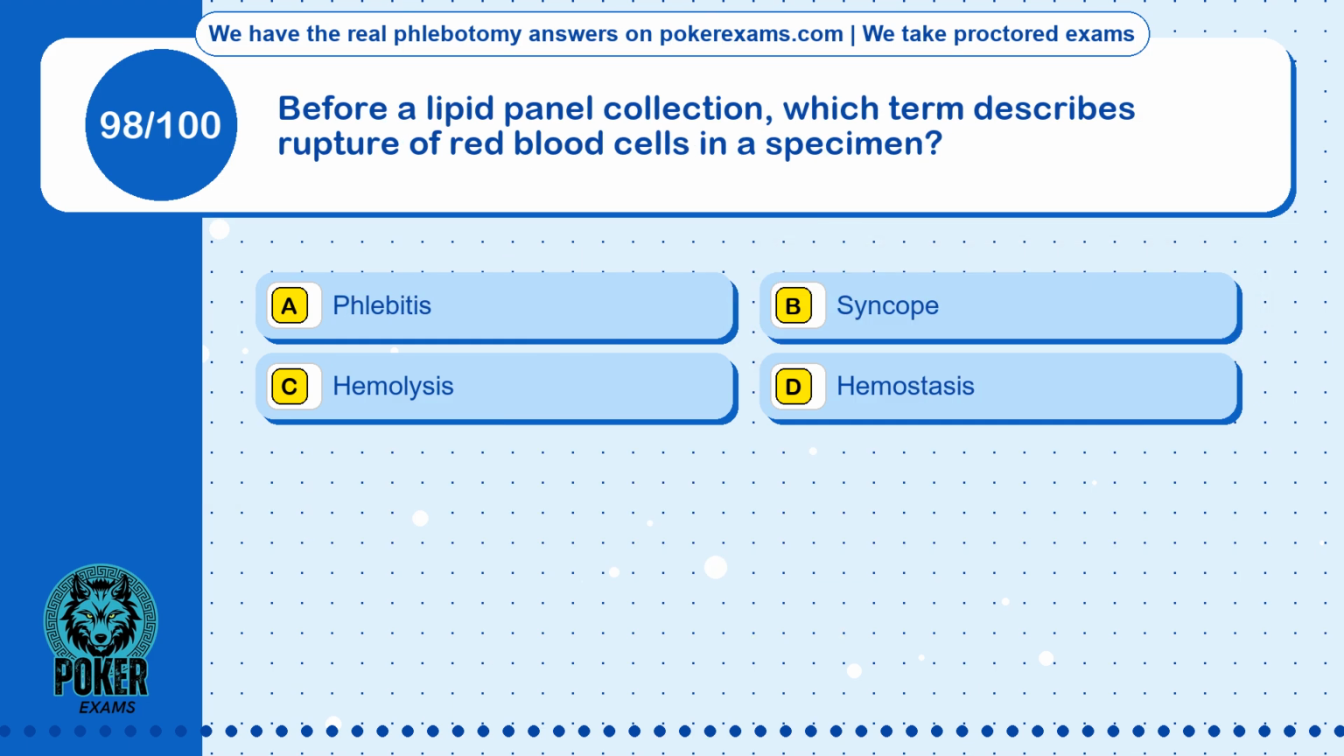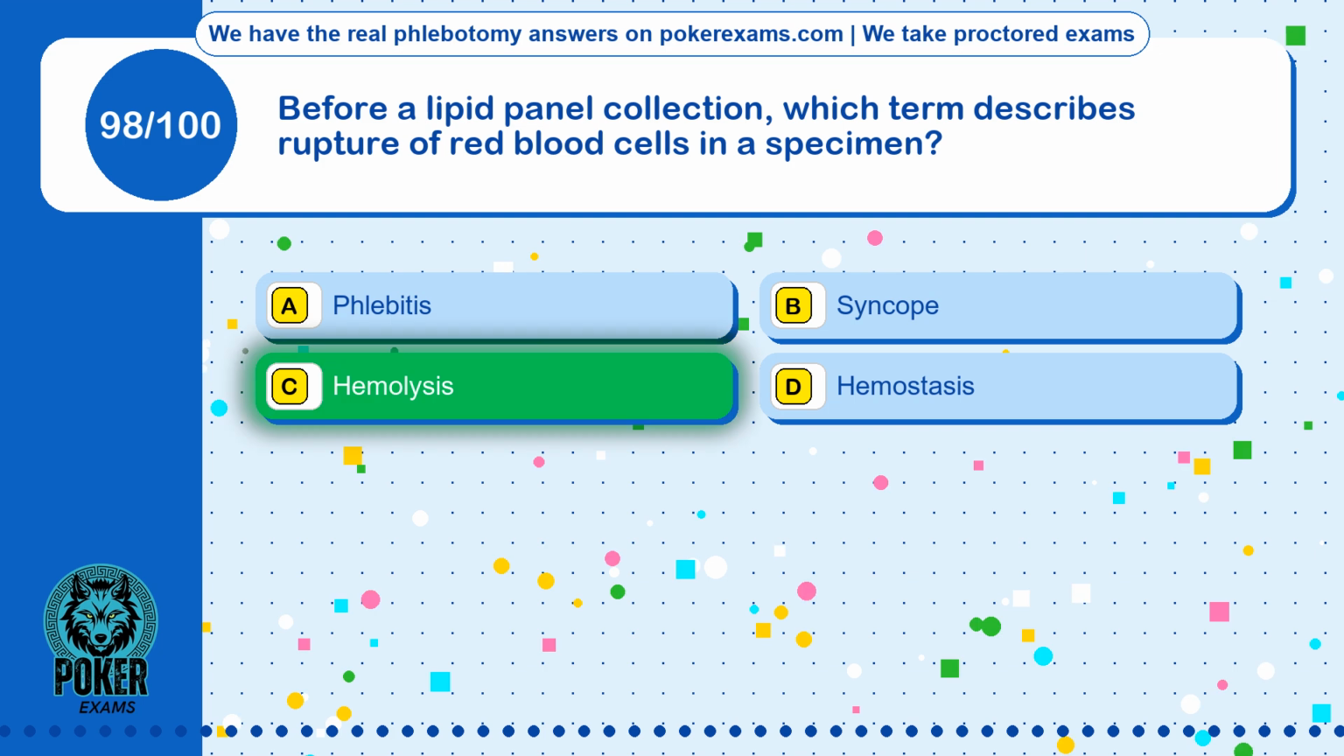Question 98. Before a lipid panel collection, which term describes rupture of red blood cells in a specimen? Option A, phlebitis. Option B, syncope. Option C, hemolysis. Option D, hemostasis. The correct answer is option C.